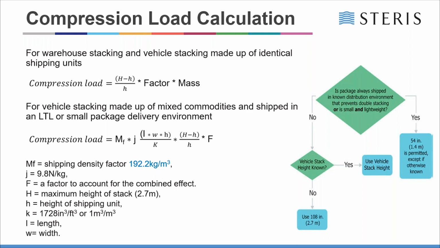There's also a graphic in there to help you establish how the product is shipped. So it's basically asking you, is the package always shipped in a known distribution environment that prevents double stacking, or is it a small package? If it's no, what is the vehicle stack height if it's known? If it's not known, you use a stack height of 2.7 meters or 108 inches. And if it is known, you can reduce that to 1.4 meters or 54 inches, or use a specific vehicle height if that is known.